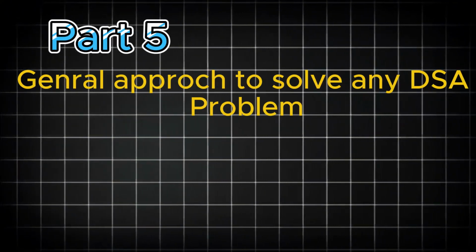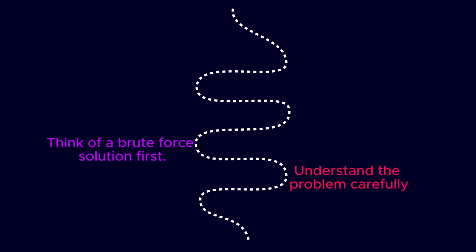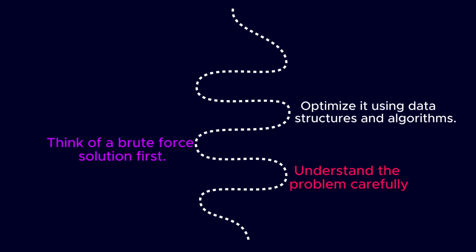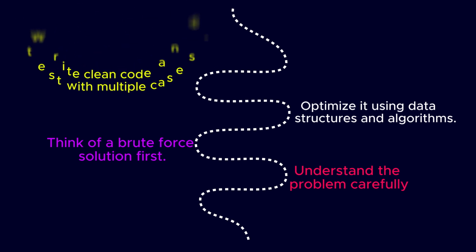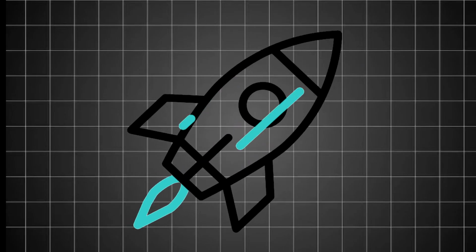Part 5. General approach to any DSA problem. Let's recap the steps to solve any DSA problem. Number 1. Understand the problem carefully. Number 2. Think of a brute force solution first. Number 3. Optimize it using data structures and algorithms. Number 4. Write clean code and test with multiple cases. So follow this and you will start solving DSA problems with confidence.